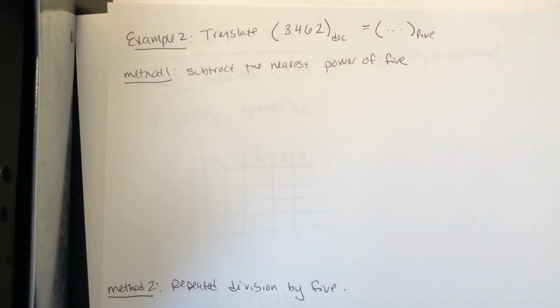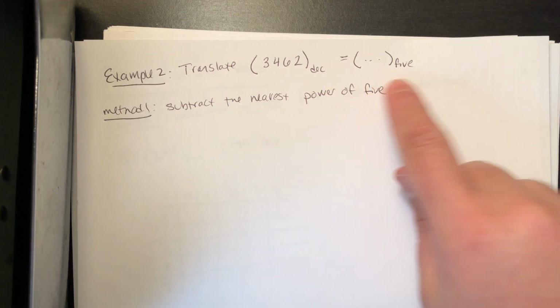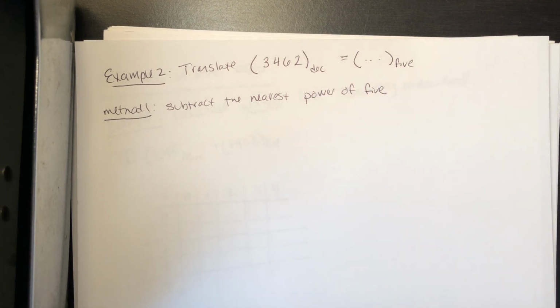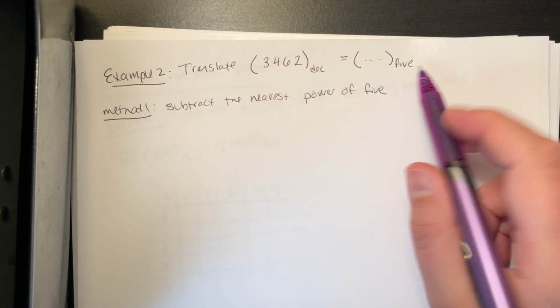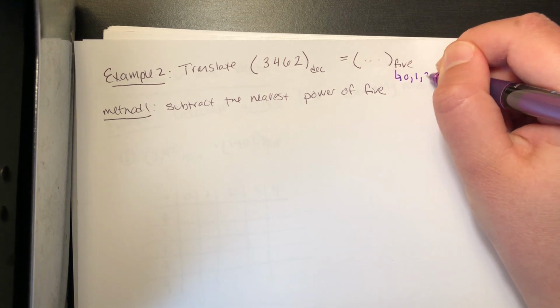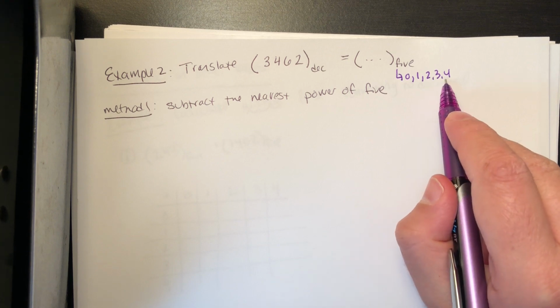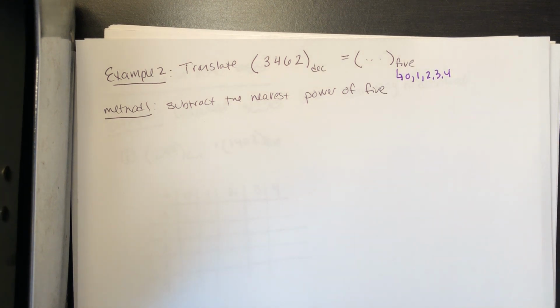We'll do one more example. So let's say we want to turn the number 3462 in decimal into base 5. All right, I don't really know if there's a special word for base 5. I just wrote 5. But what I mean here is the digits would be 0, 1, 2, 3, and 4. Right, you have these 5 distinct digits. And so the 2 methods here would be repeated subtraction of the nearest power of 5.